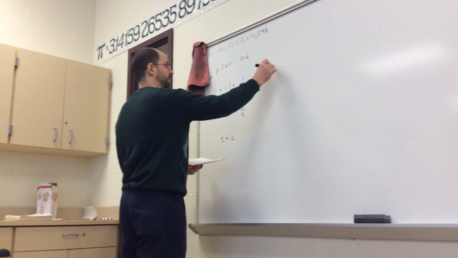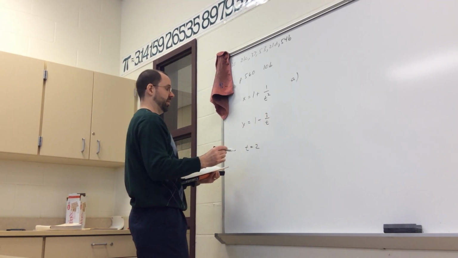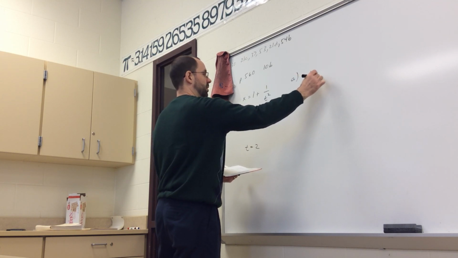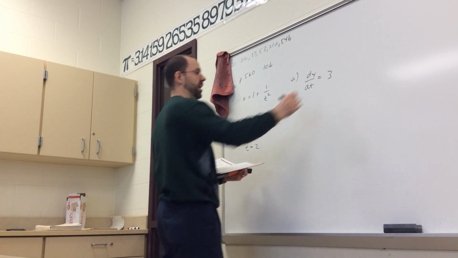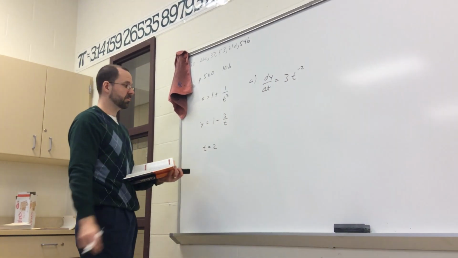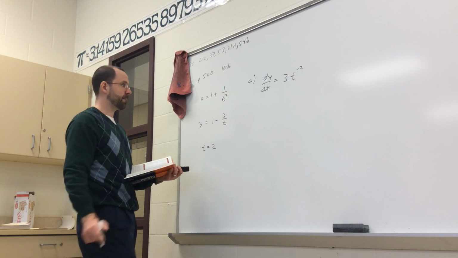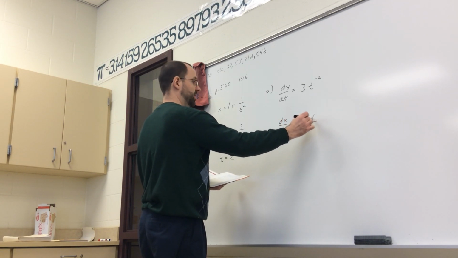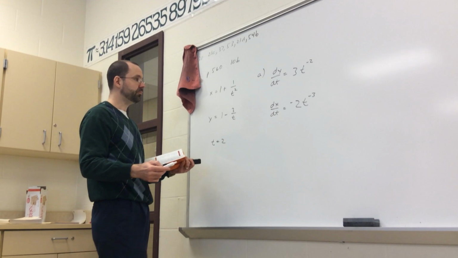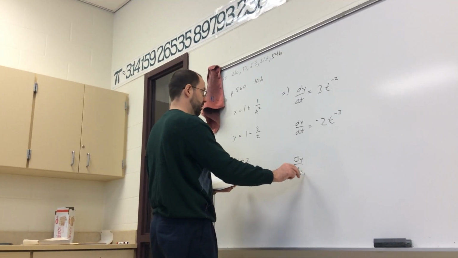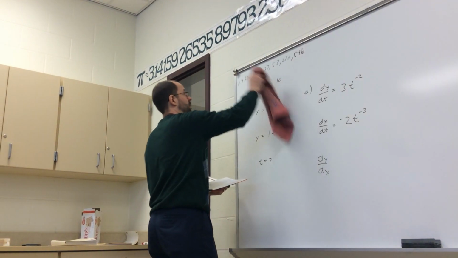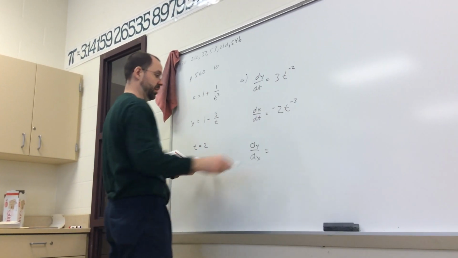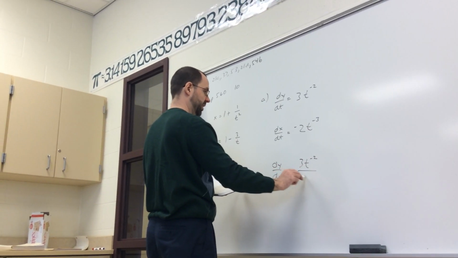So for part A, you take the derivative of this. That is positive 3 times t to the negative 2. You okay with that? Okay, then dx dt is negative 2 times t to the negative 3. So then dy dx is dy dt divided by dx dt. So 3t to the negative 2 divided by negative 2t to the negative 3.